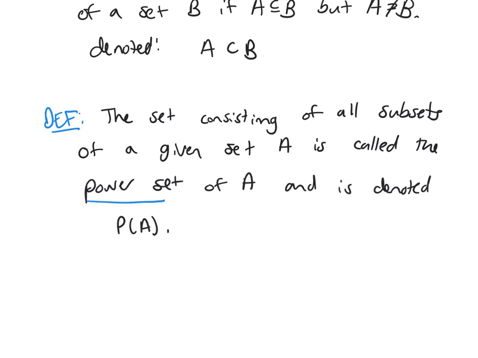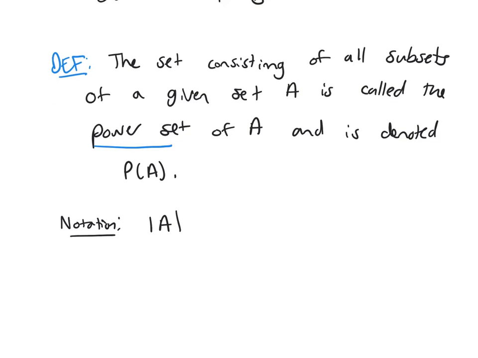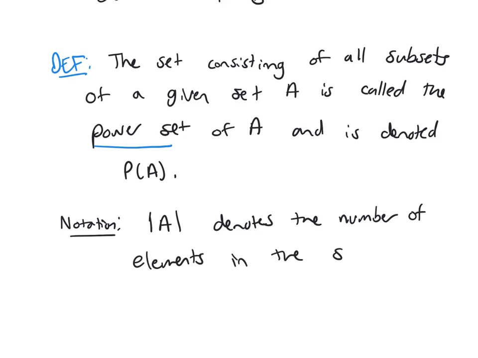So before we look at an example, I'm going to give you some notation here. When we have a set A and we have these bars around it, this denotes the number of elements in the set A.